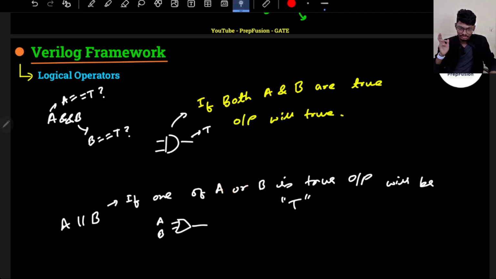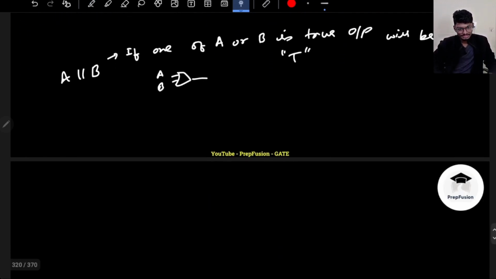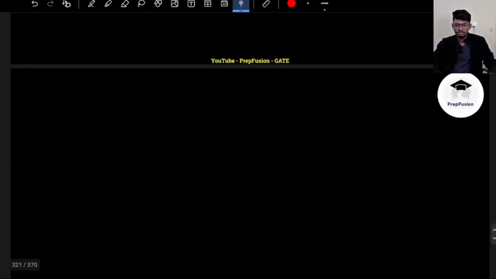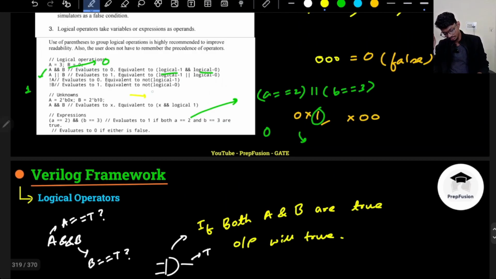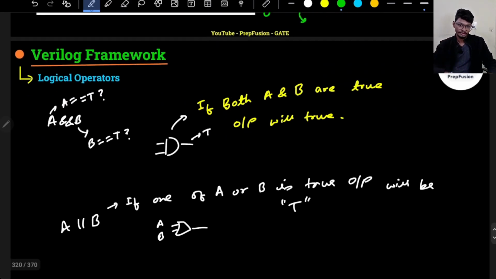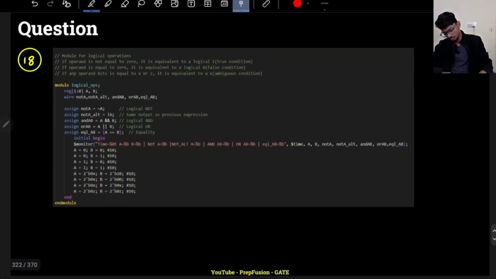Okay, basic thing only. NOT gate is just simple buffer. So nothing much to explain. If it is true, it will become false. If it is false, it will become true. That's it. That is what a NOT gate will do. Okay. So I hope you have understood this thing. So you can perform this assignment on your own.